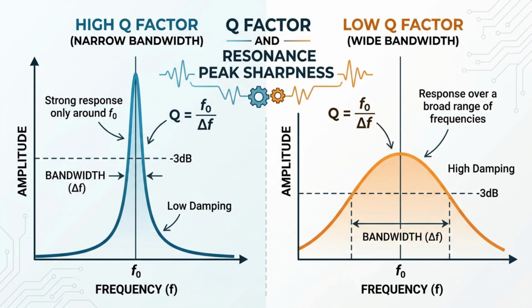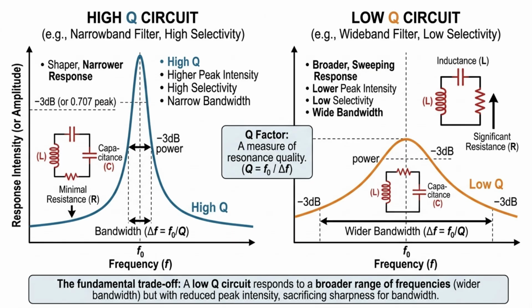The Q factor directly determines how sharp or wide the resonance peak is in frequency response. A high Q circuit produces a very narrow resonance peak, meaning it responds strongly only around a very specific frequency. A low Q circuit produces a wider resonance curve, meaning it responds to a broader range of frequencies but with reduced peak intensity. This trade-off between sharpness and bandwidth is fundamental in filter and system design.